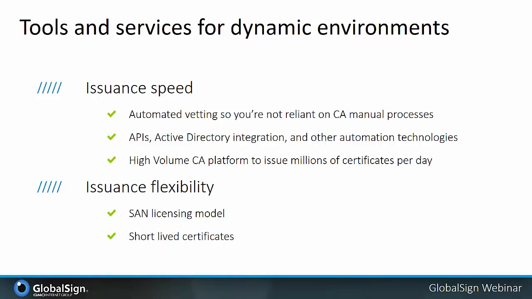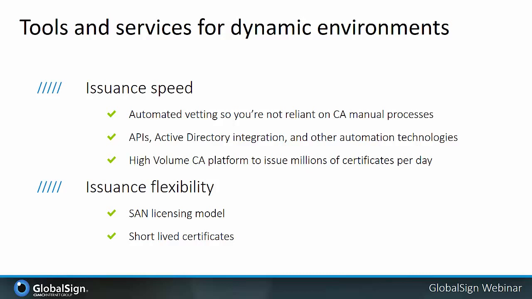First is issuance speed. You'll want to make sure that you have self-service, fully automated vetting, and you're not reliant on any CA internal or manual processes. You have to respond to new requests quickly and efficiently, and you can't wait for traditional vetting methods to approve this cert and get it back in an hour or a day.